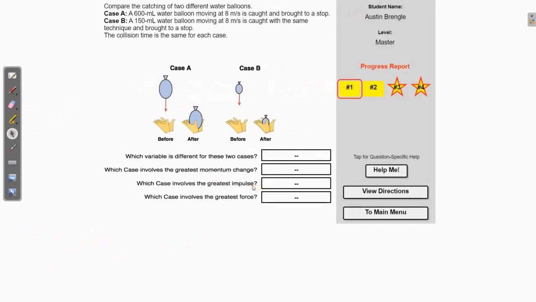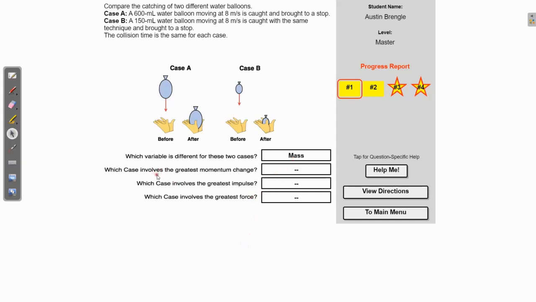Okay, moving on. This example says that there's a 600 milliliter water balloon moving at 8 meters per second. It's caught and brought to a stop. And then we've got a 150 milliliter water balloon moving at 8 meters per second, and it's caught with the same exact technique and brought to a stop. And it says the collision time is the same for each. So basically the change in velocity will be the same for each. They both start at 8 meters per second. They end at 0. The collision time is the same for each. So the difference here is in the mass of the water balloons. So we'll go through these and choose mass.